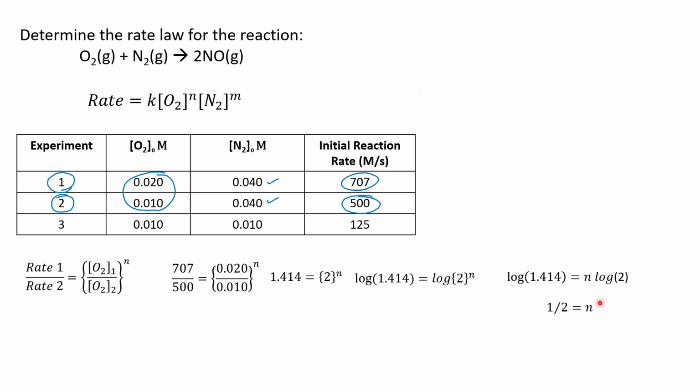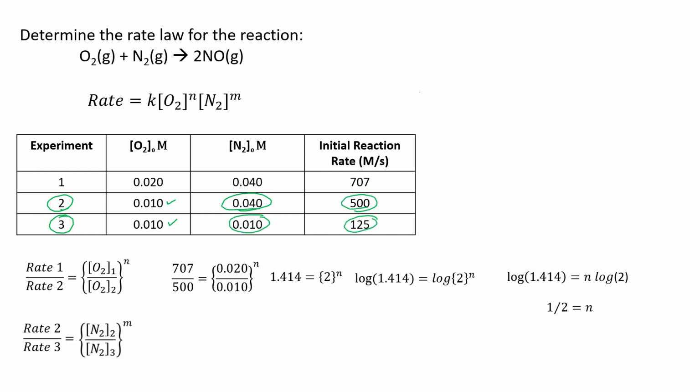We're going to do the same thing. Now let's do it for nitrogen. Okay, so let me clear out all my marks on my data table and start clean. If I'm going to determine m for my nitrogen, I need to choose experiments where nitrogen is changing but oxygen is staying the same. So I am going to compare experiment 2 and experiment 3. You can see my oxygen is staying the same, my nitrogen is changing. So these are the rates I need. Let's set up my equation.